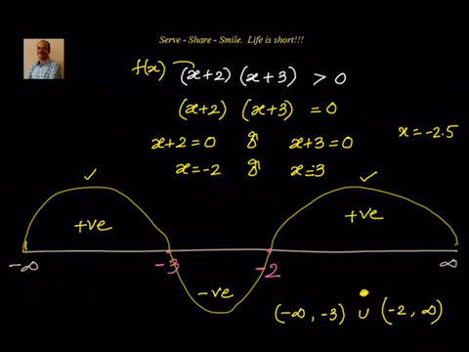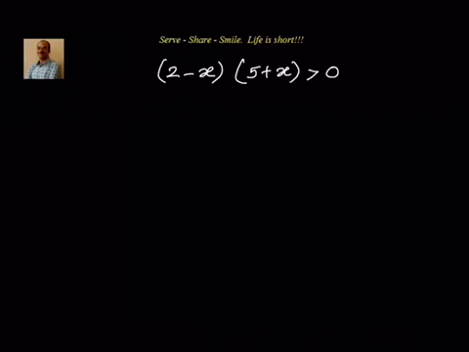So this is one example of method of interval. Let's do one more example so that we get a little bit more clarity. Let us look at this example. 2 minus x into 5 plus x greater than 0. Now we know what we have to do. First we have to draw the number line. So let's do that.